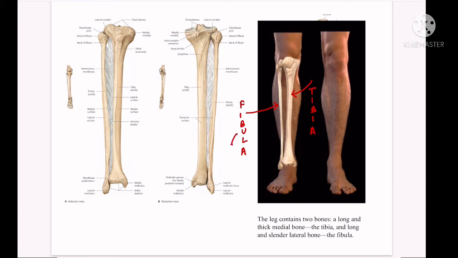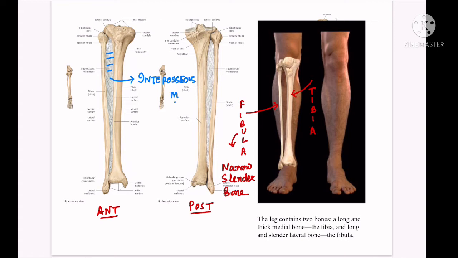So the fibula is narrow and slender, meaning thin, compared to the tibia, which is much thicker and stronger. In the slide we are seeing the tibia and fibula together, both in the anterior view and in the posterior view, and we can see that the majority of the length of the tibia and the fibula are connected by a broad membrane, and that membrane is known as the interosseous membrane.